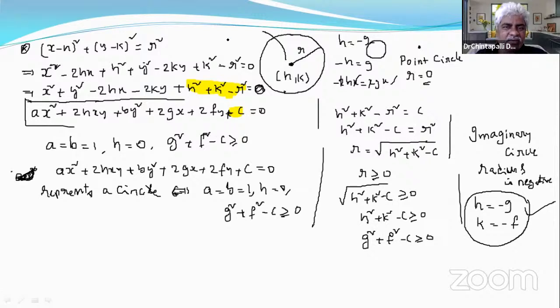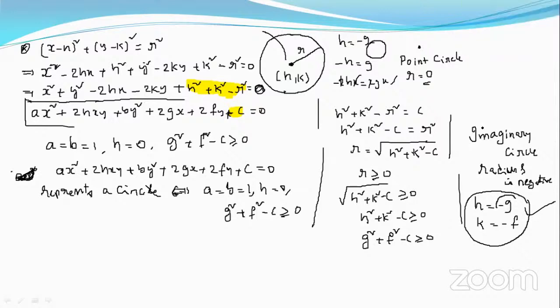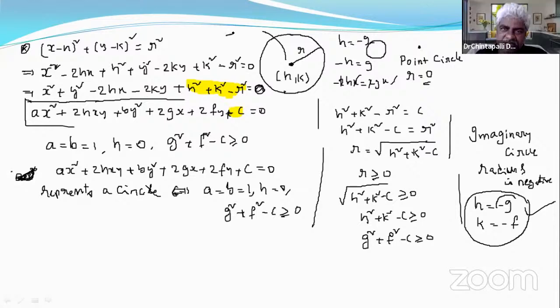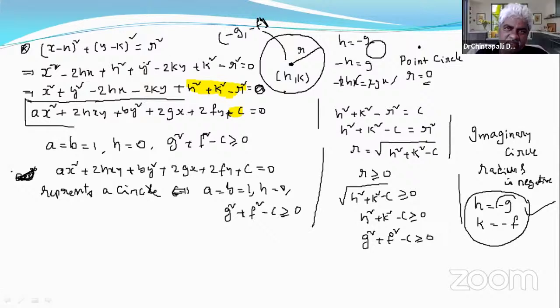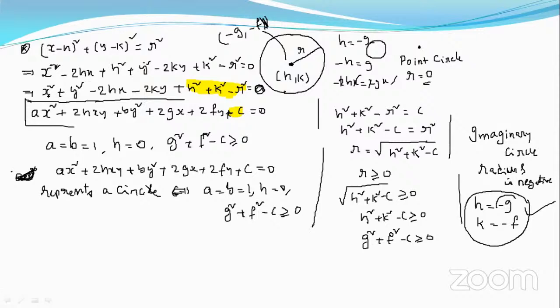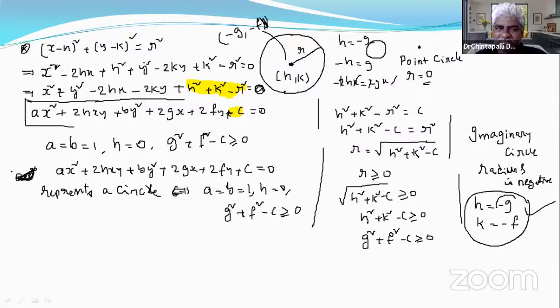So the center is h comma k. What is h here? h is equal to negative g, and k is negative f. So if you're asked for the formula to find the center of a circle, the center of a circle is negative g, negative f, right?